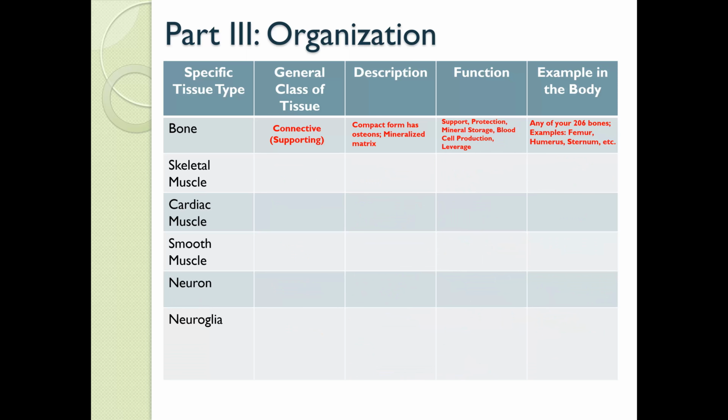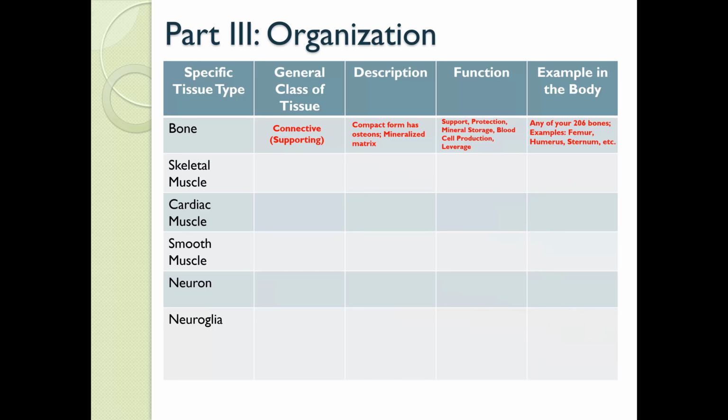Bone is also supporting connective tissue. With bone, the compact form, so there's two types of bone, you'll go over the other type in lab. The compact form has osteons, and bone is composed of a mineralized matrix of collagen fibers and calcium phosphate salts. It functions for support, protection, a place to store minerals, namely calcium. It's also where your blood cells are produced in the bone marrow, and it provides leverage for when you need to exert force by using your muscles.